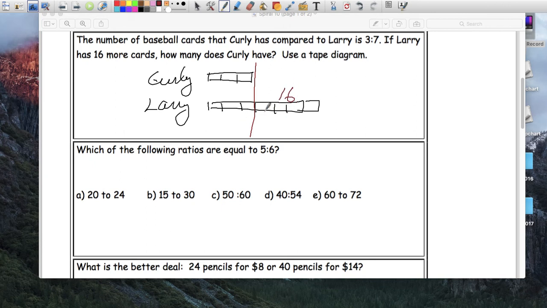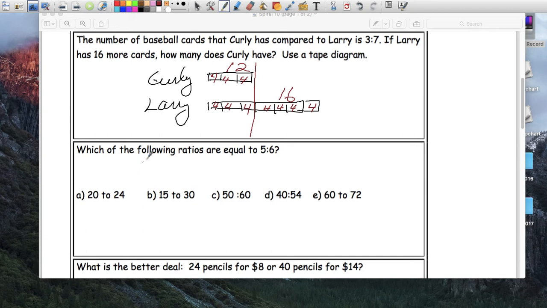What number can I put in each so that it adds up to 16? That would be obviously 4. 16 divided by 4 is 4. So we know that every other box is 4 as well. So how many cards does Curly have? Well, 4 plus 4 plus 4. He has a total of 12.